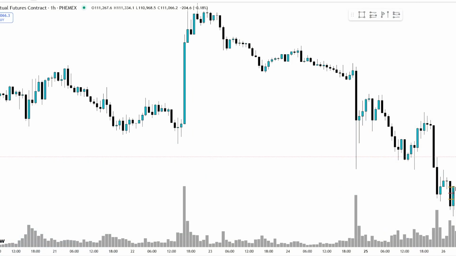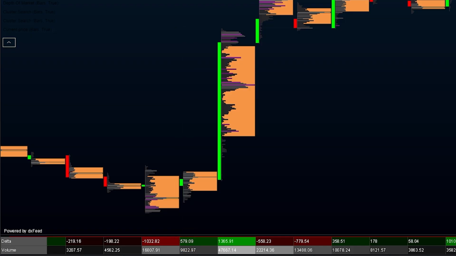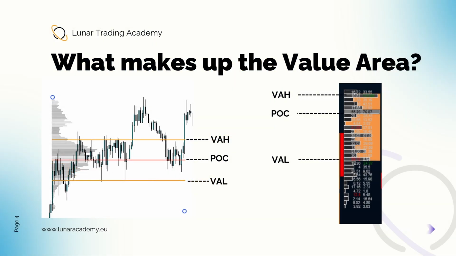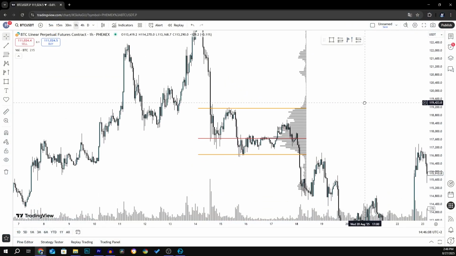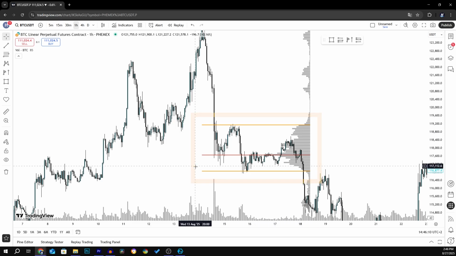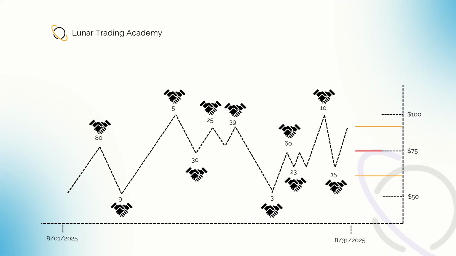So when we see that a lot of contracts were traded during a specific candle, the volume area tells us in which part of the candle most of these contracts occurred. The same principle applies to longer time frames. For example, when measuring a swing range, the volume profile volume area shows where the majority of the volume was traded.